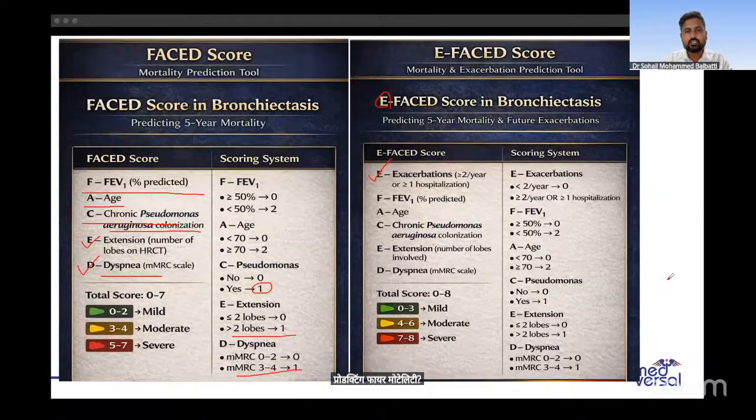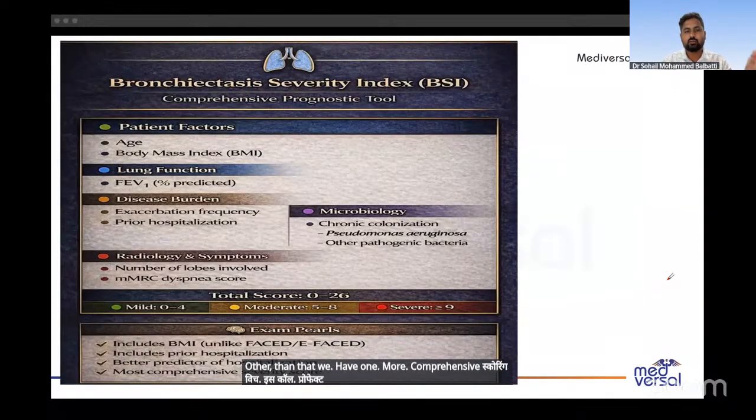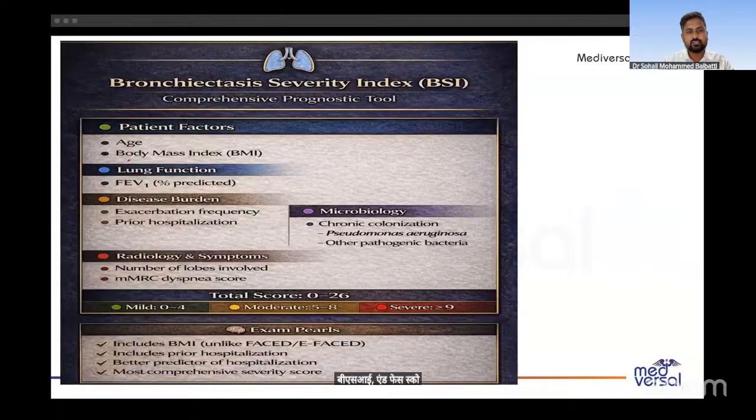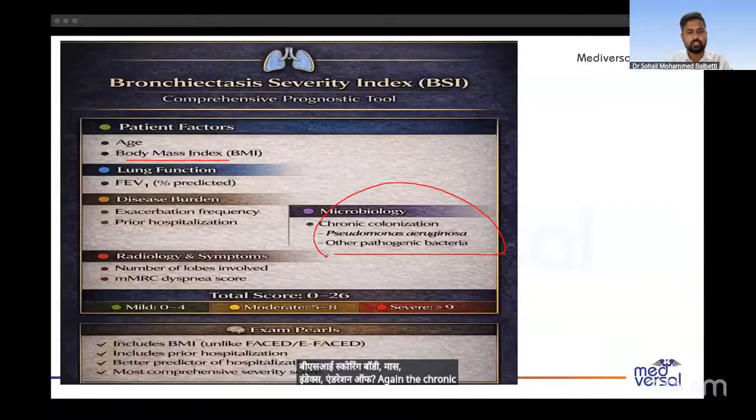Okay. Other than that, we have one more very comprehensive, elaborate scoring, which is called Bronchiectasis Severity Index. I don't want to go into much detail. I will just help you differentiate the BSI and FACED scoring. This has body mass index, and this takes into consideration the chronic colonization of Pseudomonas aeruginosa. Okay, so this has body mass index, which we don't see in FACED or E-FACED, and it is a better predictor of hospitalization. It's a better predictor of hospitalization.